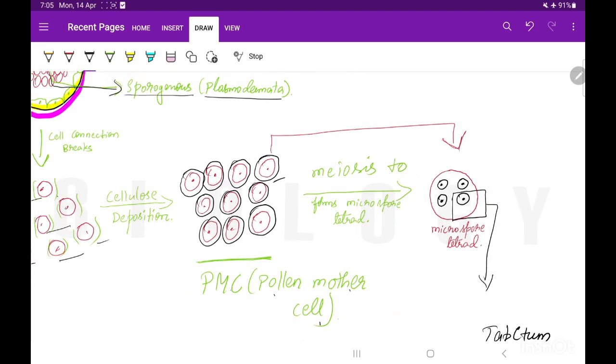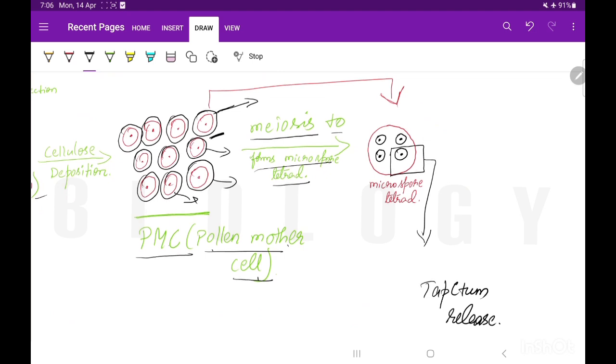Now, each cell of sporogenous tissue is capable of producing one microspore tetrad. Each cell is capable of producing microspores. Hence, it is called pollen mother cell, as pollen is formed by these cells. Each cell will undergo the same process which I am explaining now. It will undergo meiosis to form a microspore tetrad. As the word itself indicates, these undergo meiosis as 4 cells are formed in one single cell, that is the microspore tetrad.